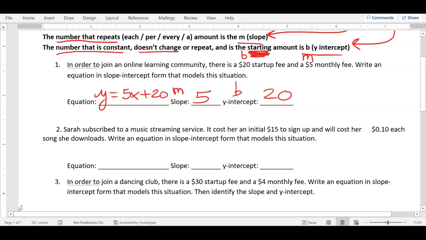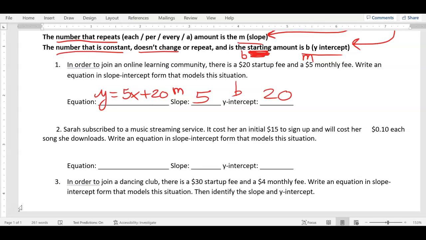Okay, what about number 2? Let's read it. Sarah subscribed to a music streaming service. It cost her an initial $15 to sign up, and it will cost her 10 cents each song she downloads. Write an equation in slope-intercept form that models this situation. Now, let's start with B. Which one is the beginning, initial, starting amount? Is it 15 or 10 cents?